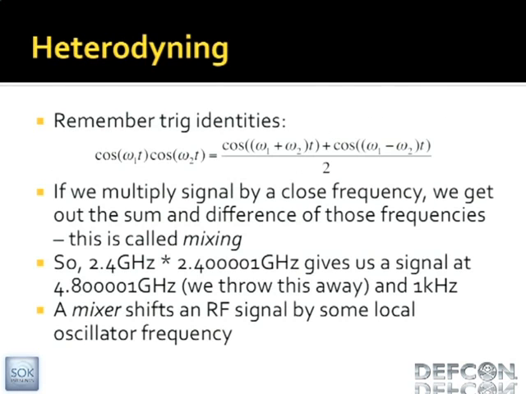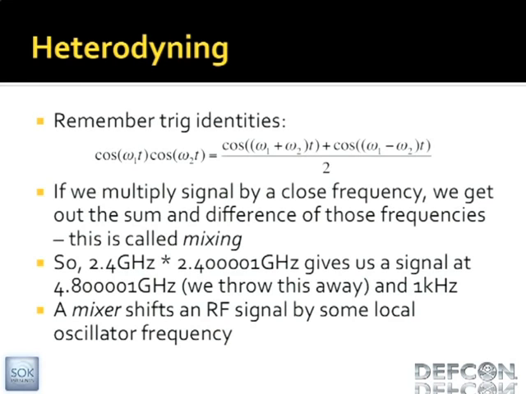So the way this works is there's a little more math here. The trig identity that I'm looking at is the product-to-sum rule. Basically, if you multiply two trig functions, or two sine waves at two different frequencies, what you get out is the sum of the two frequencies and the difference of the two frequencies. And you lose half the power basically in the process of doing that, because the two signals are halved. What this is called is mixing.